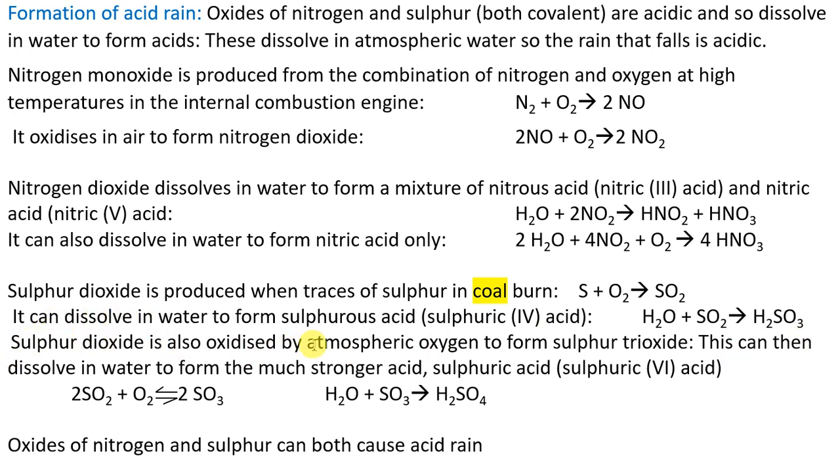Sulfur dioxide is also oxidized by atmospheric oxygen to form sulfur trioxide. This can then dissolve in water to form the much stronger acid, sulfuric acid. Again, just joining the oxide with water. Essentially, oxides of nitrogen and sulfur can both cause acid rain.